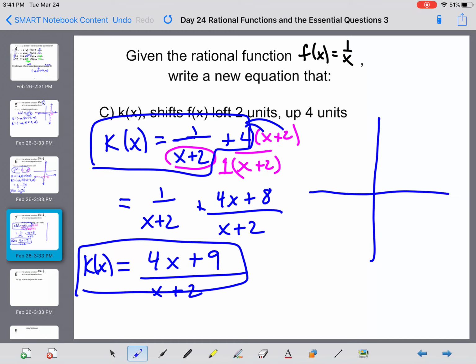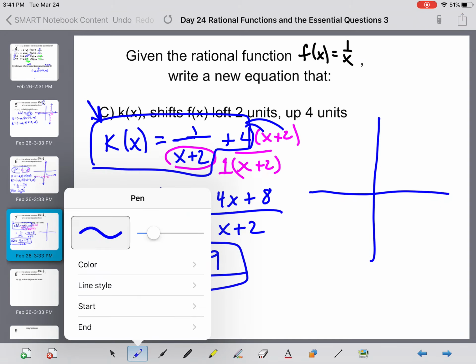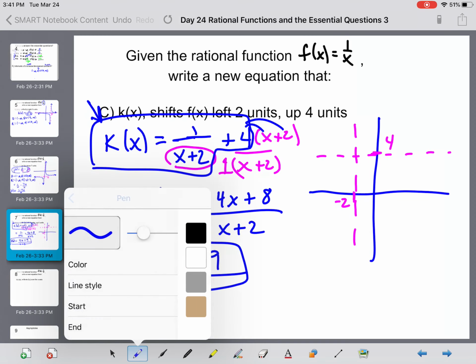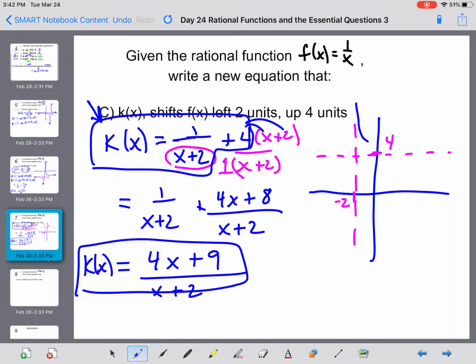So let's graph it. I think it's a little bit easier looking at this initial equation to think about what's really happening with the graph here. So left 2 units, I can kind of easily visualize that, and I could definitely sketch in this vertical line right here at -2, and I could sketch it in going up 4 units. Again, I'll do another little dashed line right here, and then I can just plot my graph. I can draw my lines and just do as good of a sketch as I can do here. It's not going to be perfect, but it'll be pretty close. So I can see what it's going to look like here.